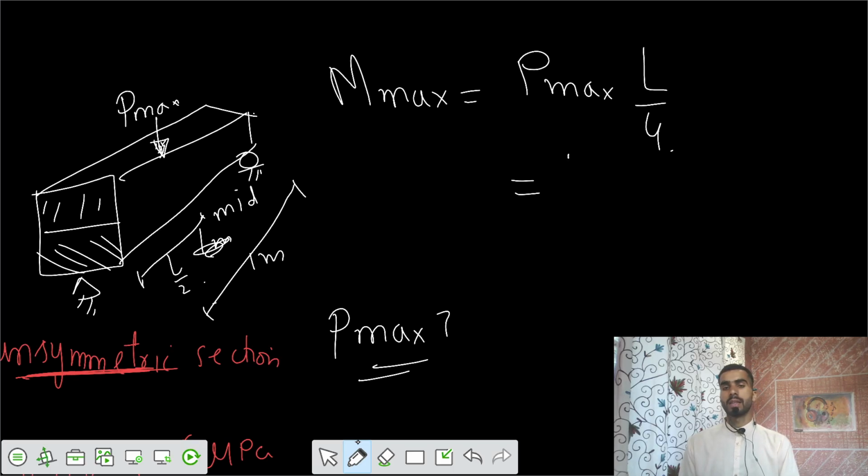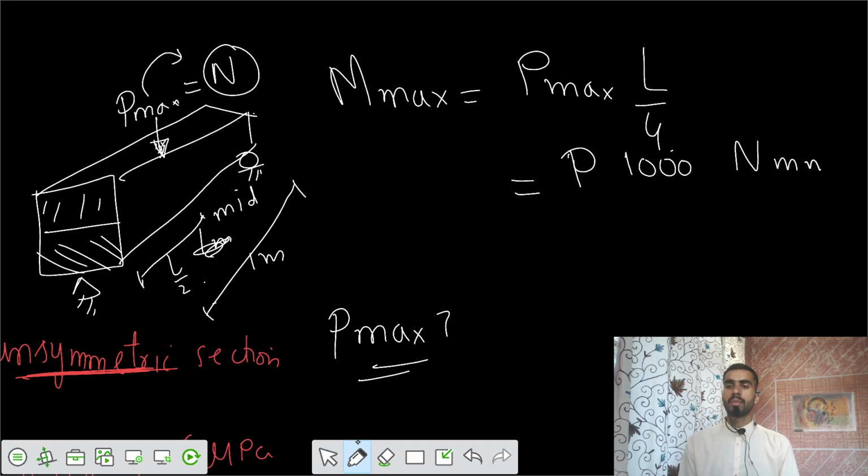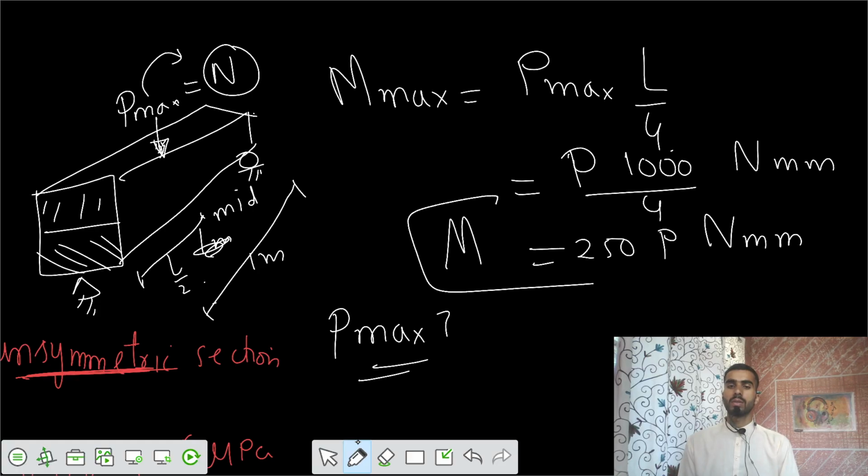Let's say the load P is in Newton. The value of L was 1 meter, so we can write 1000 mm. Then we can write P times 1000 Newton mm by 4. So that's 250 P Newton mm. That's the maximum moment.